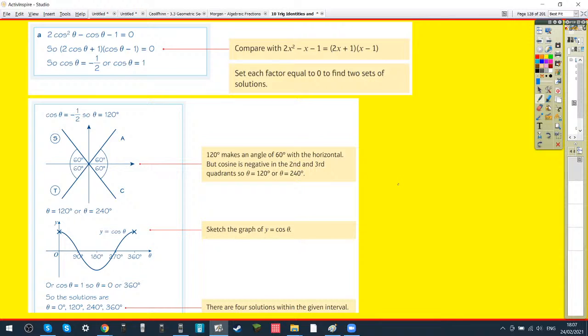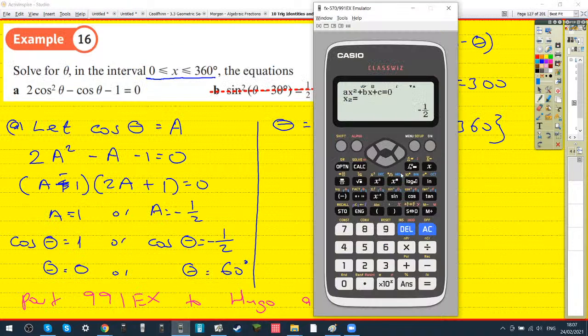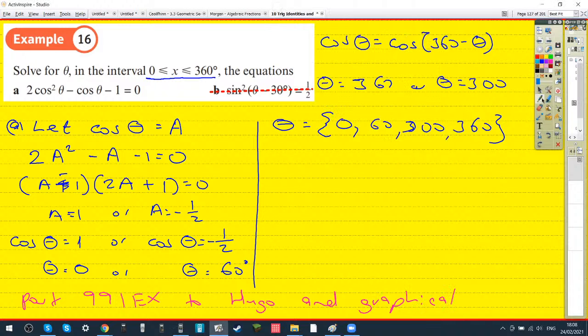Hold on. 0 and 360 is correct. Let me see this. I'm in radians. Shift setup, angle unit degree, shift cos of minus a half. How did you get 60? Did you do plus a half? Oh yeah, I did. Wait, is it minus a half? Oh yeah, it is. I didn't see the minus half. Okay, so that one's 120. And so the other answer then? 240. Yes. So that one's 120 and that is 240.